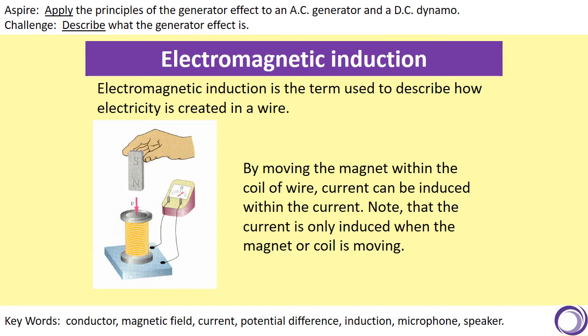If you have a potential difference across something that's a conductor, like a circuit with a bulb in it, then you'll get a current flowing. So potential difference equals current times resistance. Just going back to the electricity topic, V equals IR.